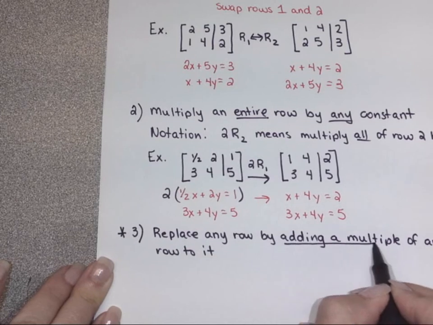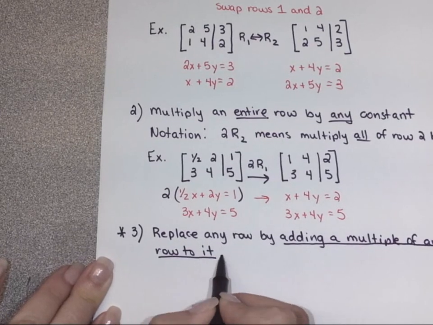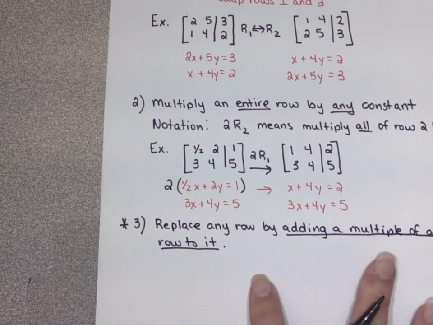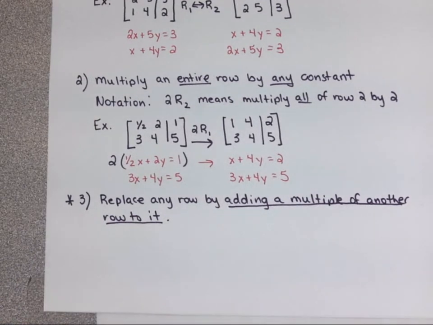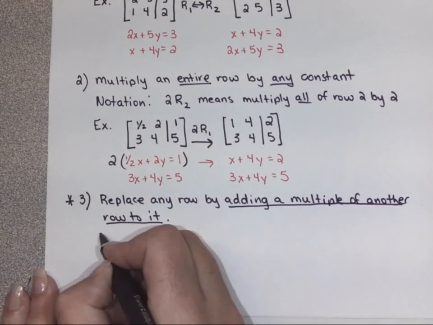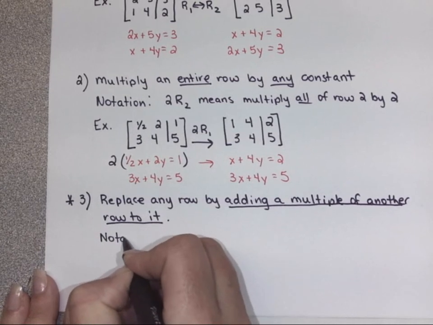Okay, so this is the gist of what we're going to be doing. We're going to add another row to the row we're trying to replace. Different textbooks show this rule differently. So I'm going to show you the notation for this textbook, but if you had another class where you learned about matrices, and it's okay if you didn't, you might notice that it might be a little bit different.